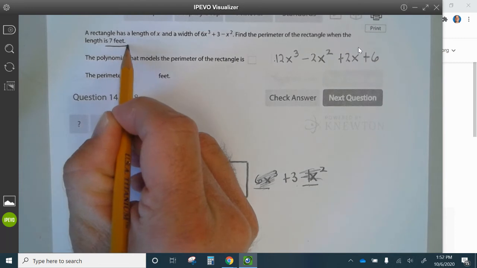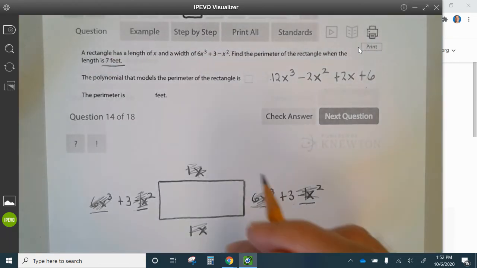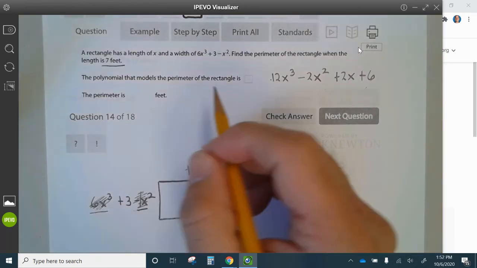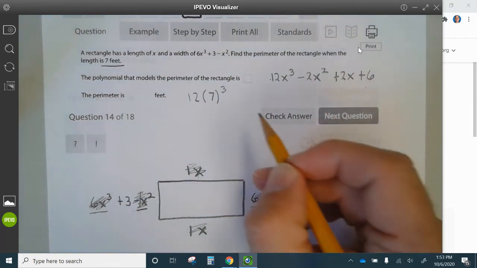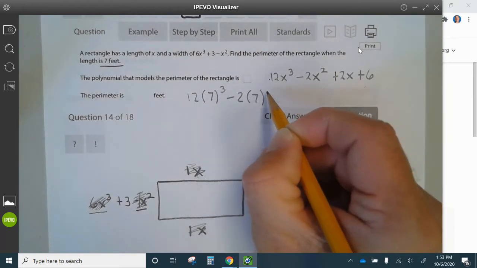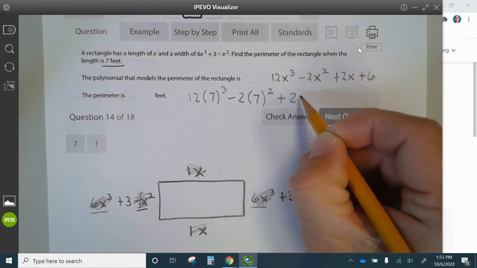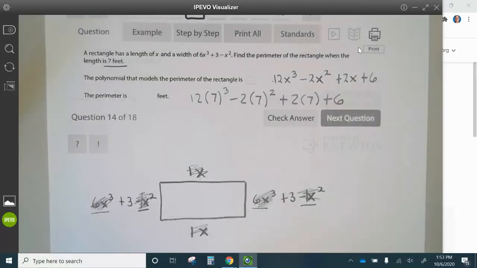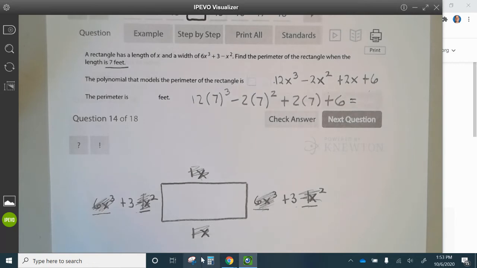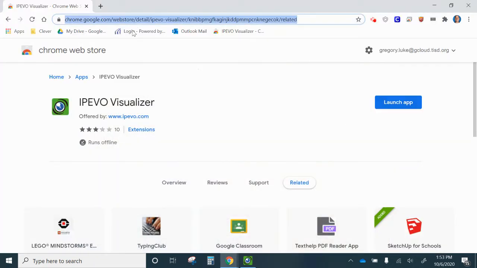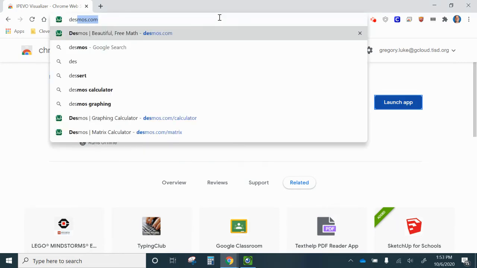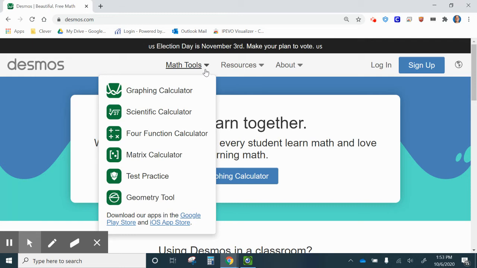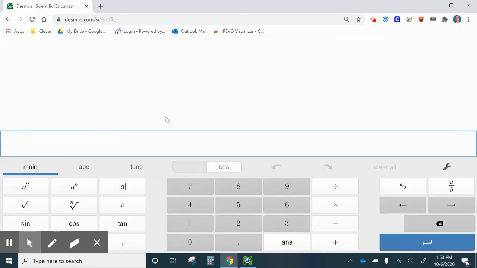So what we need to do is plug in 7 everywhere there's an x. Okay, so that's 12 times 7 cubed minus 2 times 7 squared plus 2 times 7 plus 6. Okay, so let's put this in Desmos. So let me go to desmos.com and let's try that calculator. Let's see if that works.